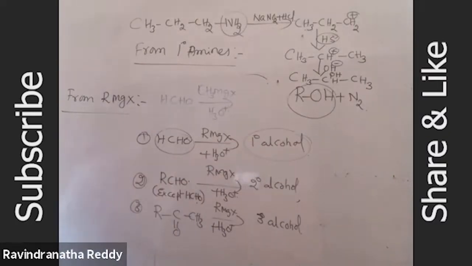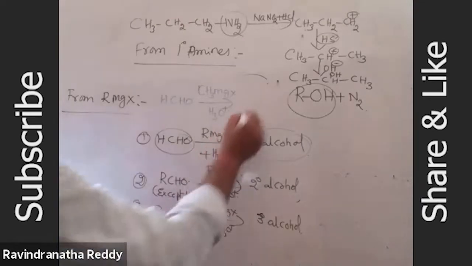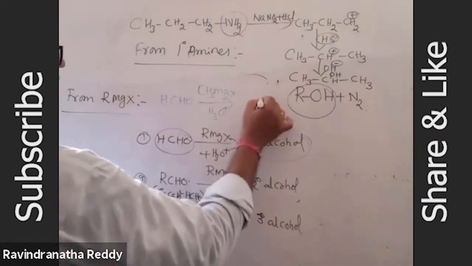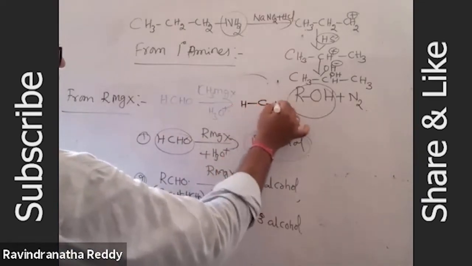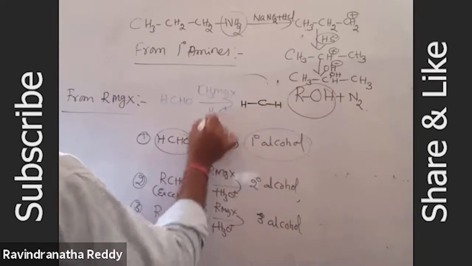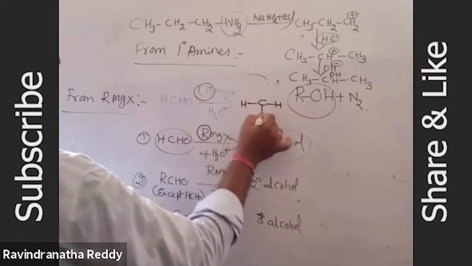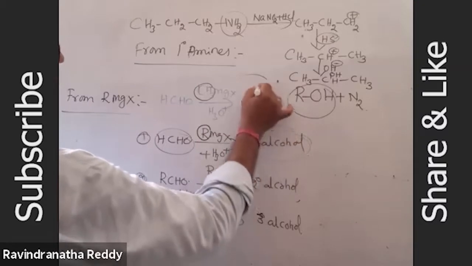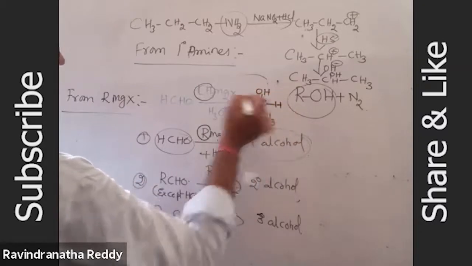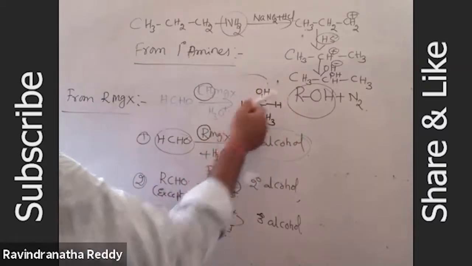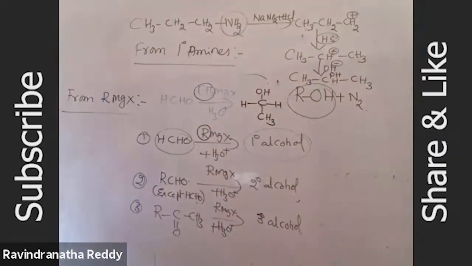Primary alcohol means which one are you getting? Here R is CH3. Primary alcohol, the OH group is on a primary carbon. So your answer is CH3CH2OH. Getting this point?